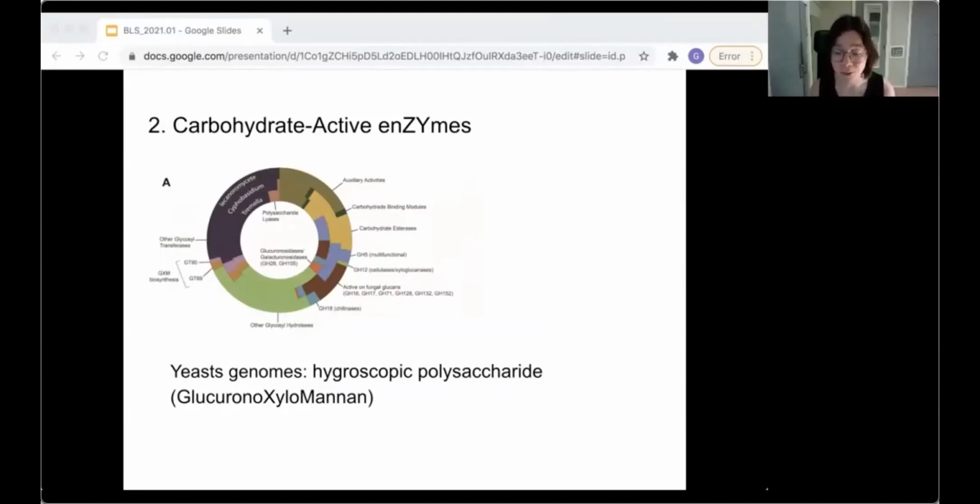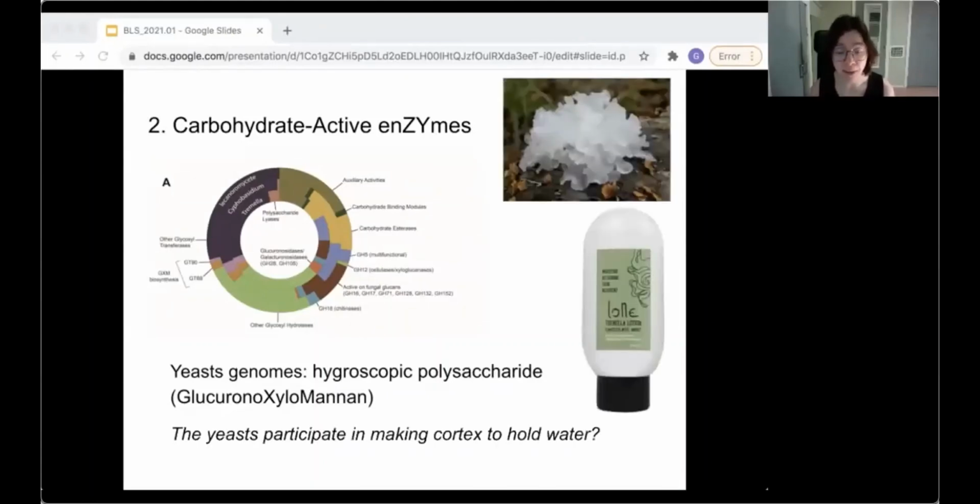And there is a lot to talk about CAZymes, and I could make an entire talk just about them. But for now, I wanted to focus on one example. Both the yeasts, but not the Lecanoromycete, have genes responsible for synthesis of glucuronoxylomannan, or GXM. It is a polysaccharide that is known from other non-lichen tremellas, and it is extremely hygroscopic.